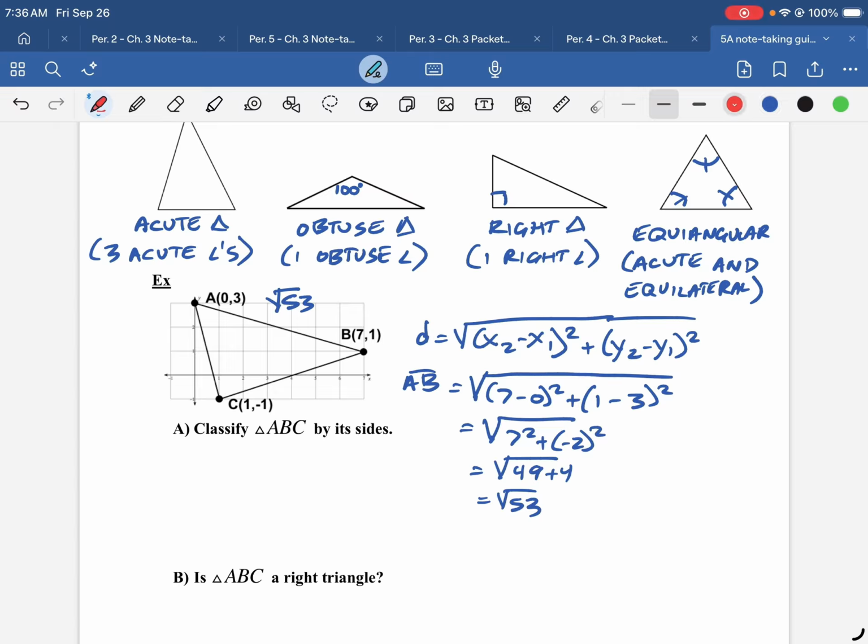Here, I'll use red for this next side, the left side, which is AC. I'll subtract the x's, 1 minus 0, and square. And then for the y's, I'll do negative 1 minus 3 and square that. So let's see, I have 1 squared plus negative 4 squared.